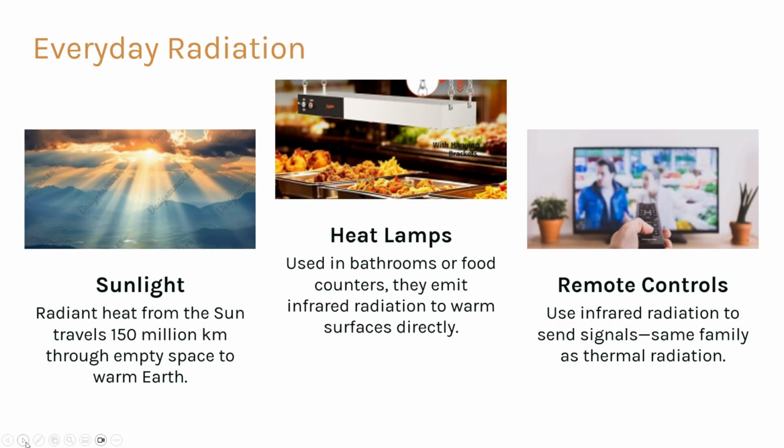Everyday radiation is all around us. Heat from the sun travels about 150 million kilometers through empty space to reach Earth. Heat lamps in bathrooms or food counters warm objects directly using infrared radiation. Even remote controls use infrared radiation to send signals, the same family of waves as thermal radiation.